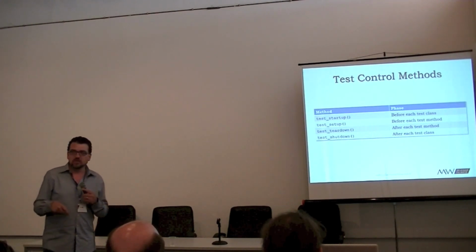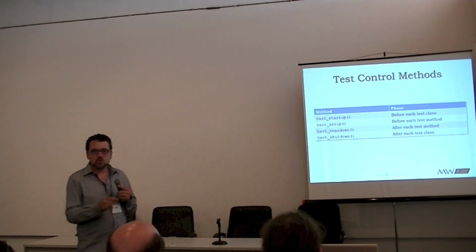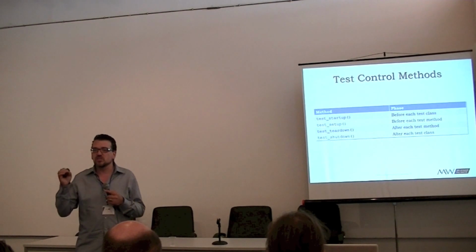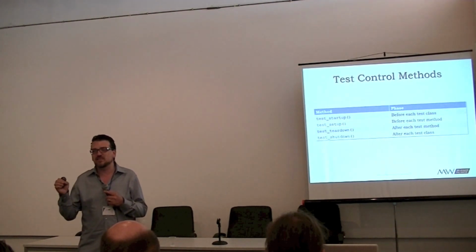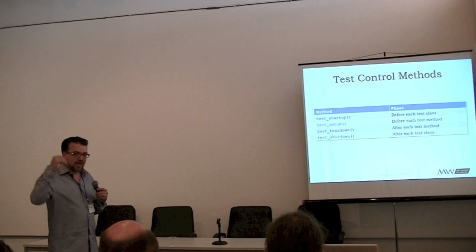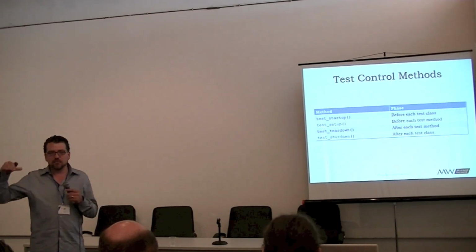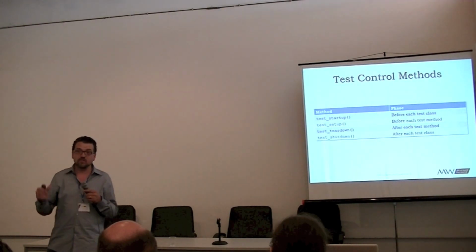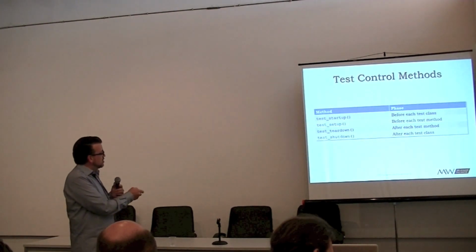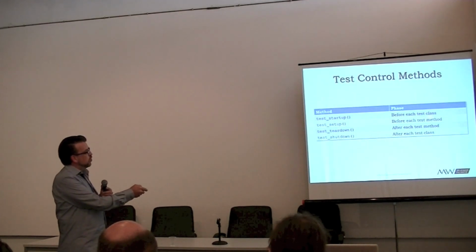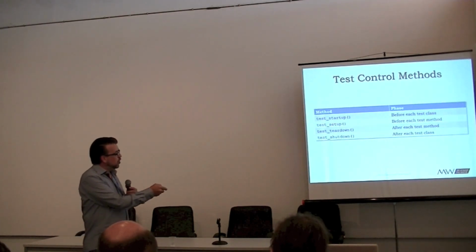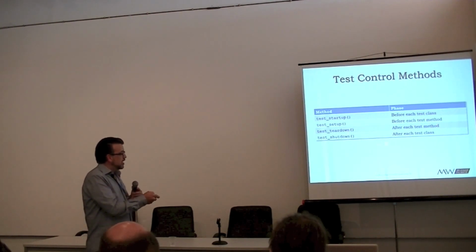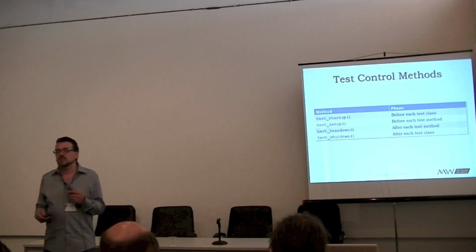When you run a test suite, I'm going to extend this a little bit, but I haven't done it yet. We have what I call test control methods. These are for different phases of every test class. You have before the class runs, after the class runs, before the test method runs, after the test method runs, and that's before and after each and every test method. So we have test_startup, which will run before your test class. Test_setup runs before every test method, test_teardown after every test method, test_shutdown after the test class.